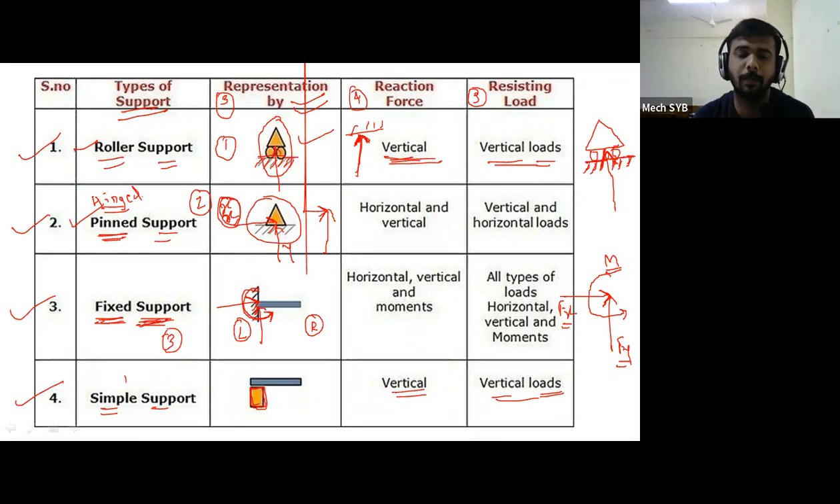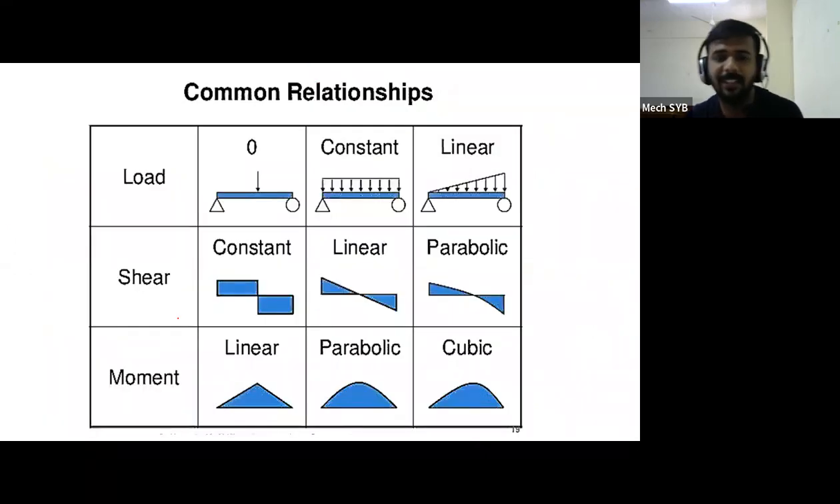Okay, through this particular table, we have to understand for which support how many reactions are there, and how those reactions are useful for our further calculation. So these are the various types of supports. Now there is a relation.